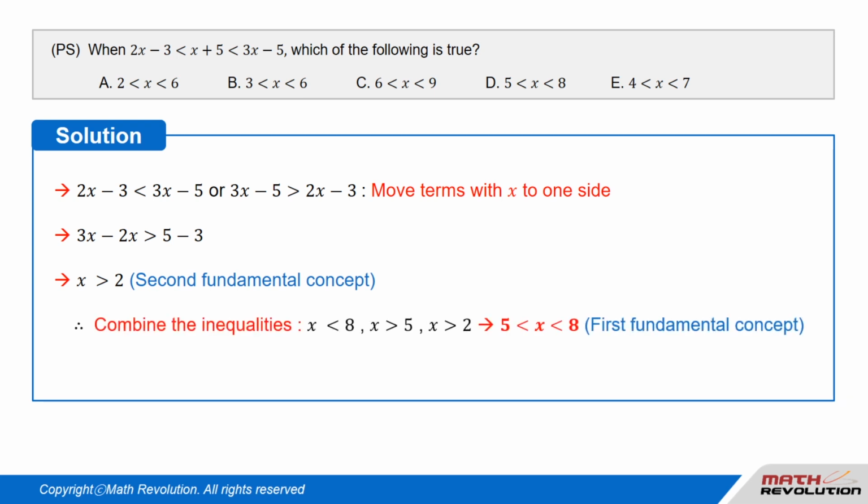Therefore, when we combine the three inequalities above, x is less than 8, x is greater than 5, and x is greater than 2, we get the common range as 5 is less than x, which is less than 8, by the first fundamental concept in inequality. Thus, D is the correct answer. Answer D.